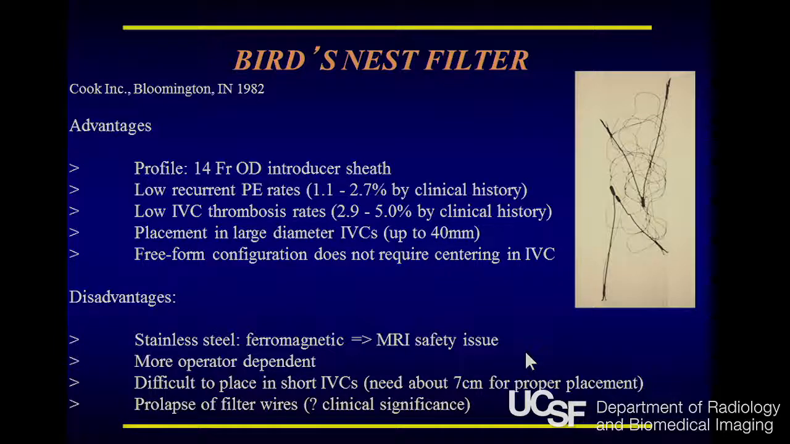Bird's nest filter is interesting in that it's composed of these 2 hooks that fixate in the wall of the cava, and you deploy this mesh of wire here, this tangle of wire that basically traps the clot, prevents it from embolizing to the lung. This is also stainless steel, ferromagnetic, so there's an MR safety issue with this one. It can accommodate IVCs up to 40 millimeters in diameter, so in some patients with larger diameter IVCs, you may consider using a bird's nest filter. This, like the Greenfield filter, is a permanent filter. Once it goes in, it's not coming out unless someone operates and physically removes it.